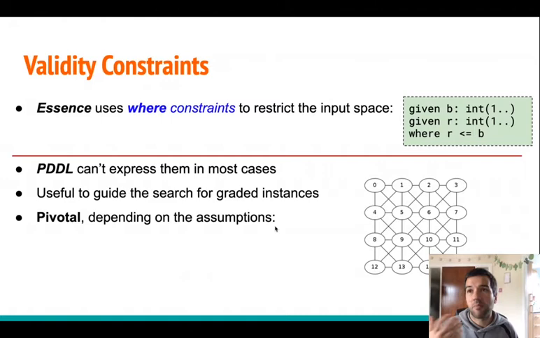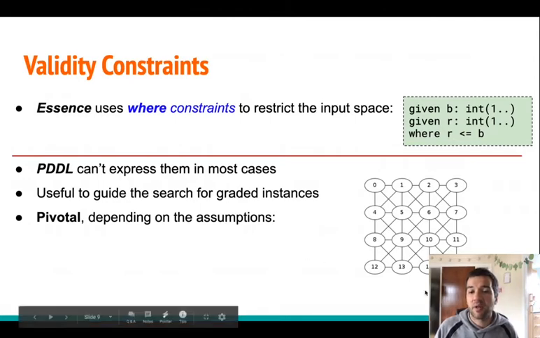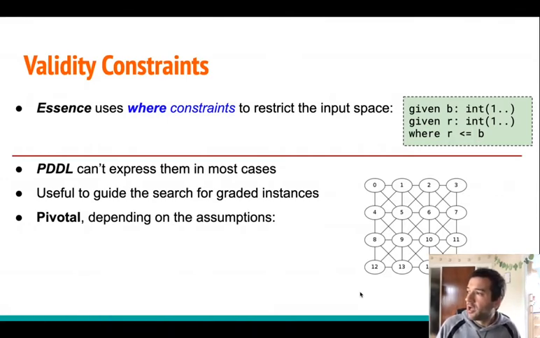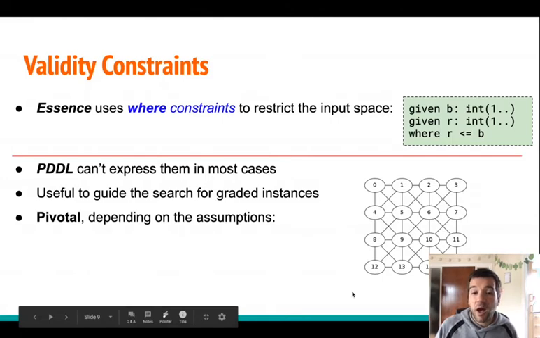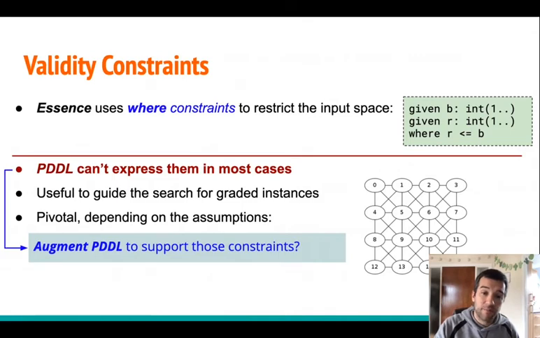Imagine that you have the up, down, left, and right predicates as before, and you try to randomly generate instances that resemble a grid like this. It's not hard to imagine that stumbling upon a valid instance there would be very difficult, almost impossible. So our approach here is to say, okay, we just have to augment or extend PDDL to support this kind of constraints on the input.